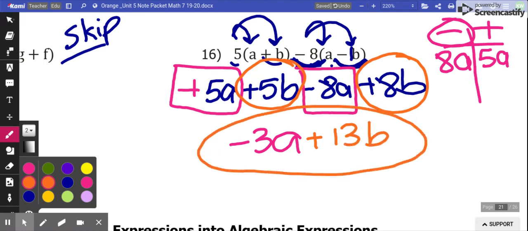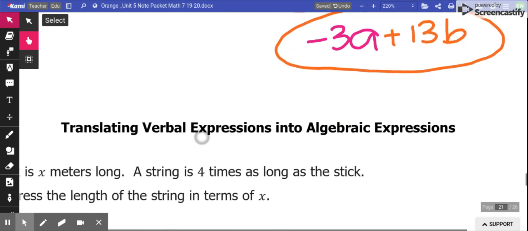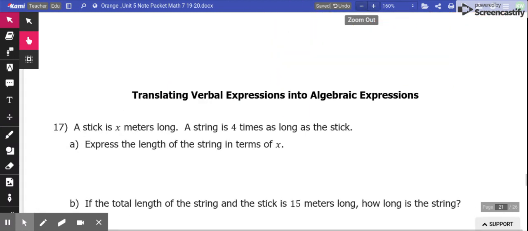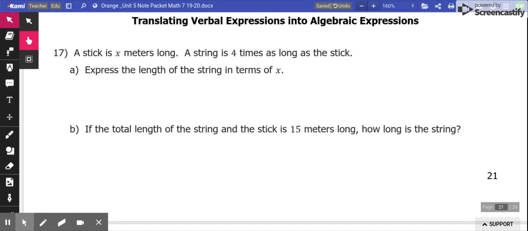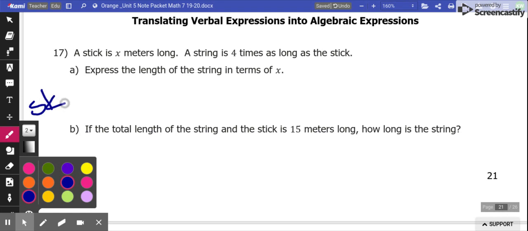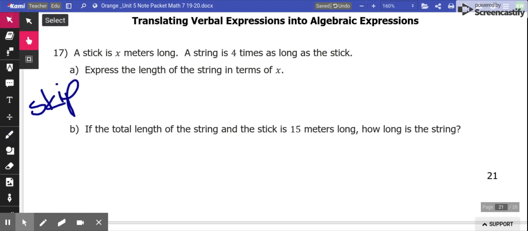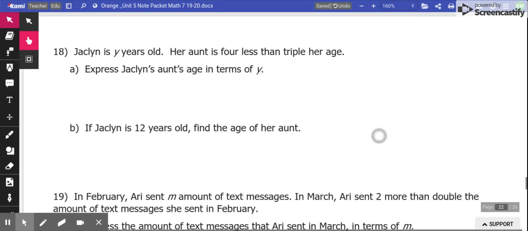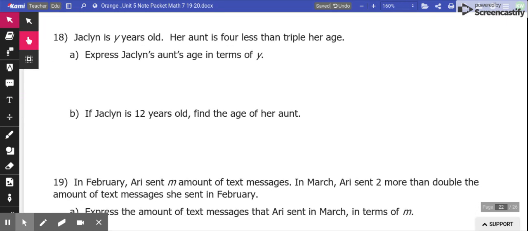All right. And then looking ahead, I'm going to zoom out. We're going to skip 17. Yeah, you're happy about that, aren't you? And we're going to go to number 18, which is on page 22. So meet me at 18.